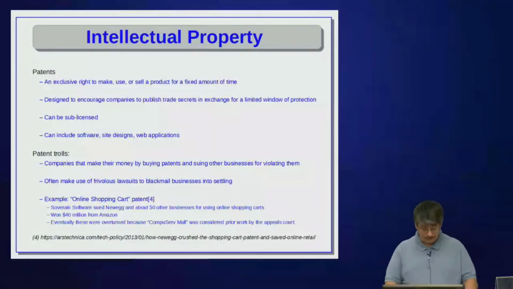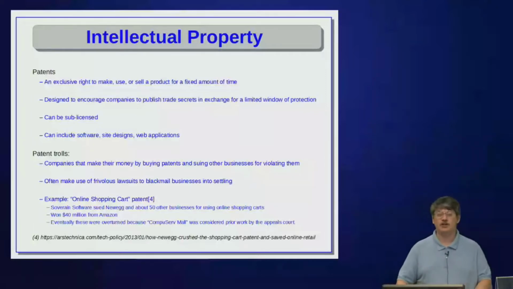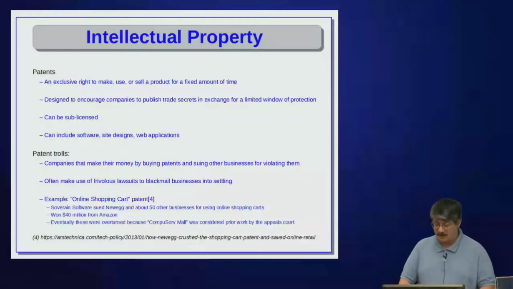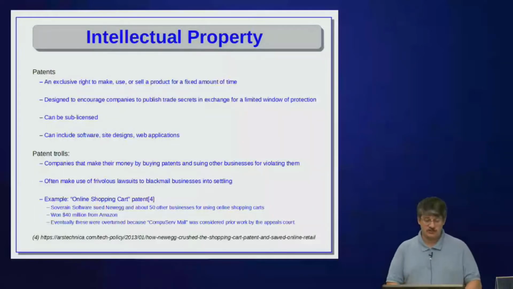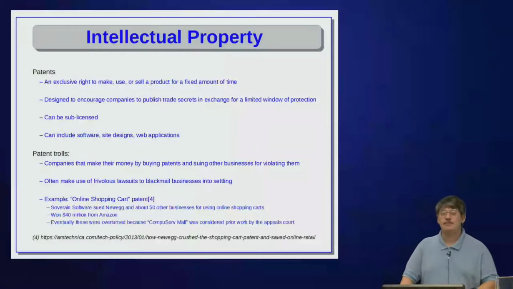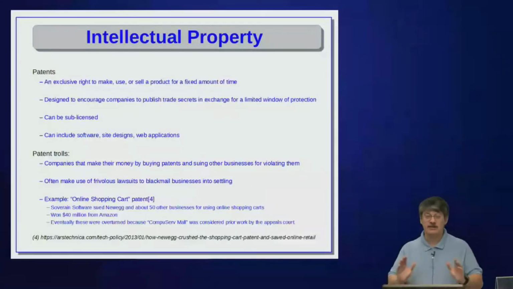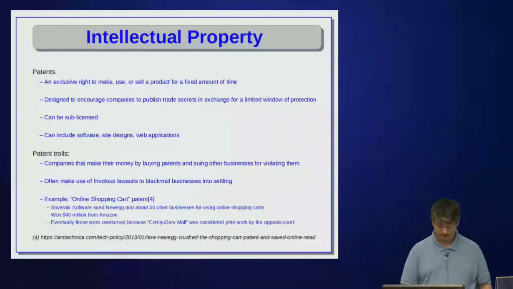They won this lawsuit. But that settlement was actually eventually overturned because there was something that existed before their patent called CompuServe Mall. And once the courts discovered that there was prior work in that area, the appeals court overturned the decision. So you can use a shopping cart without paying for a patent from Sovereign Software. But for a while, it looked like every online business was going to have to pay some sort of royalty to use online shopping carts. You can read more about that at this link at the bottom of the slide.